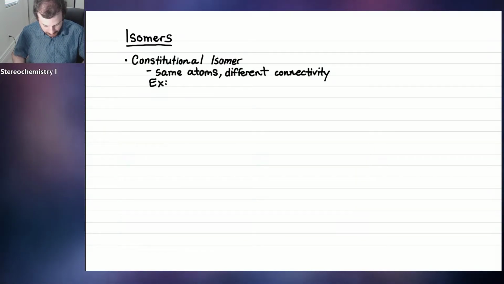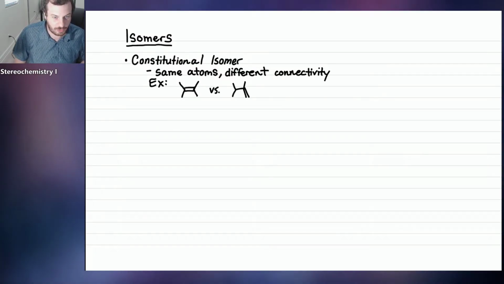One example could be this compound here versus this compound here. If you calculate the chemical formula for each of these compounds, you add up all the carbons, you add up all the hydrogens, you'll get the exact same chemical formula, but clearly these are two different compounds. The double bond is in a different place. So that is called a constitutional isomer. Same atoms, different connectivity. A second category of isomer is called a conformational isomer.